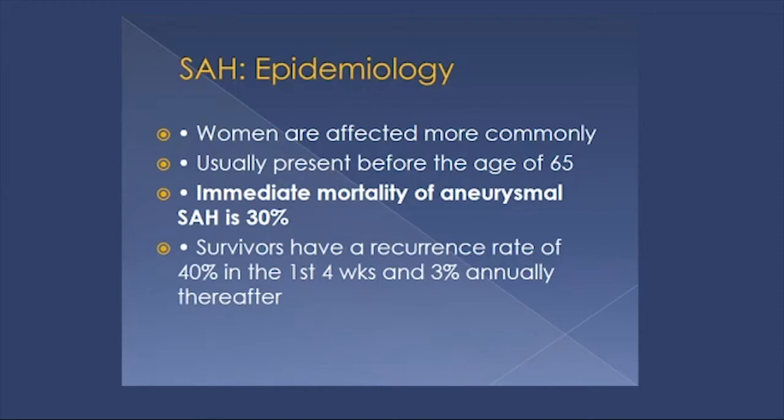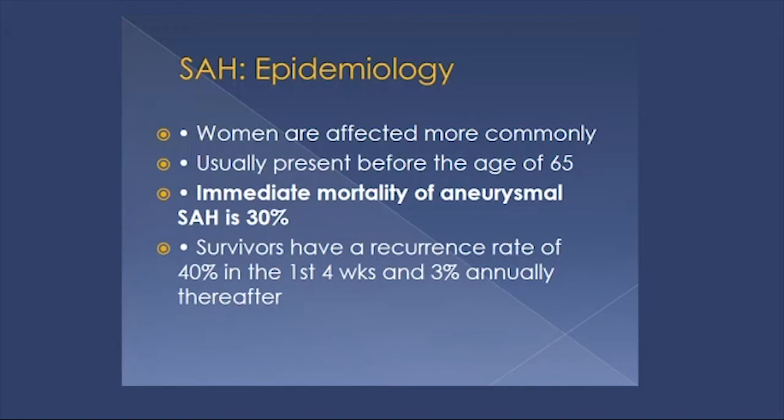The immediate mortality of aneurysmal subarachnoid hemorrhage is up to 30%. So it's a significant cause for patients who have sudden death, sudden mortality after complaints. Survivors have a recurrence rate of about 40% in the first 4 weeks and 3% annually thereafter. So it causes quite significant morbidity and mortality. It's an important entity, and the commonest age group is between 40 and 60.